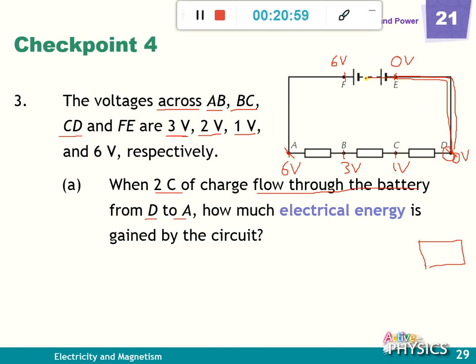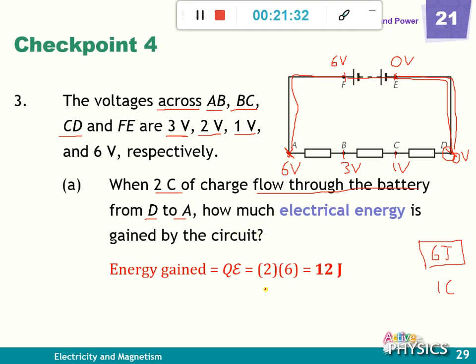But from E to F, it will gain energy. Per 1 coulomb, the lorry will gain 6 joule. And then this lorry will move towards A. Up to here. Because the question asked me this one: how much electrical energy is gained by the circuit? The answer is 12.